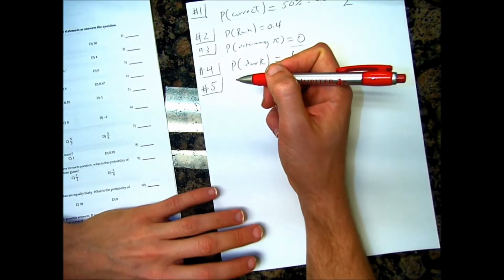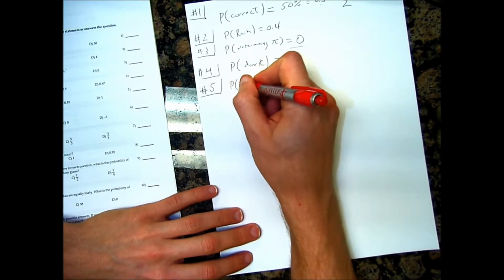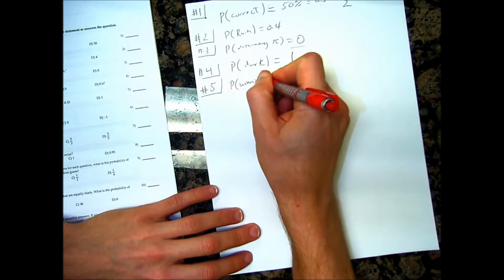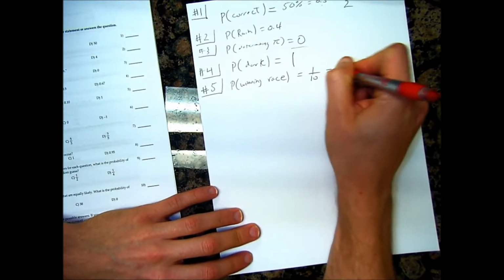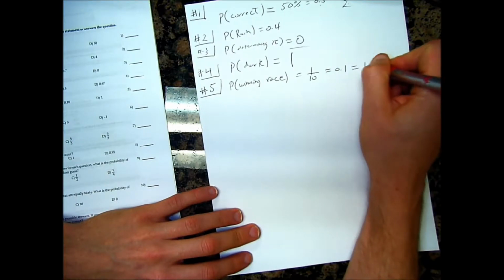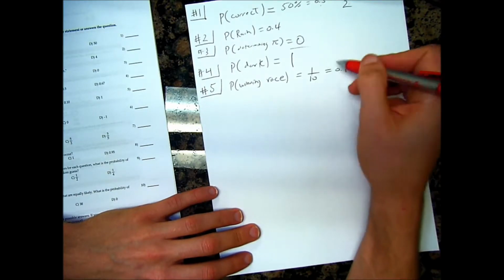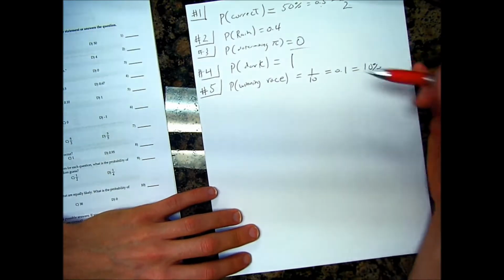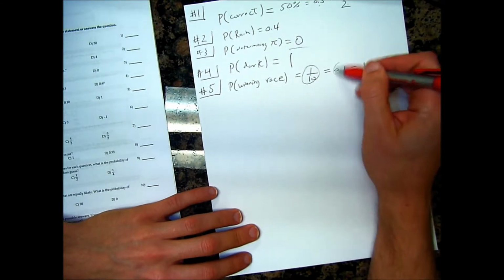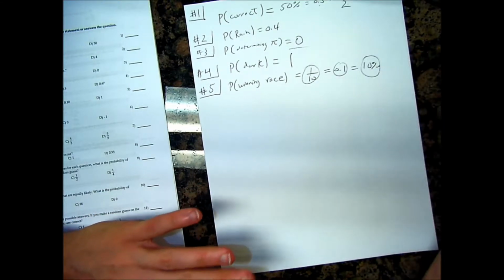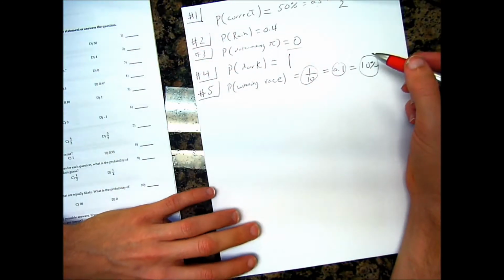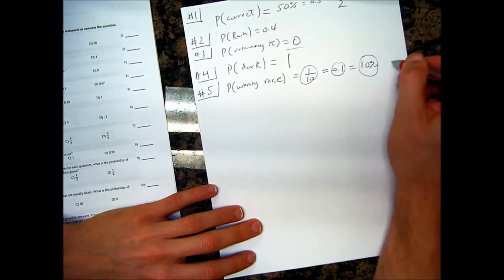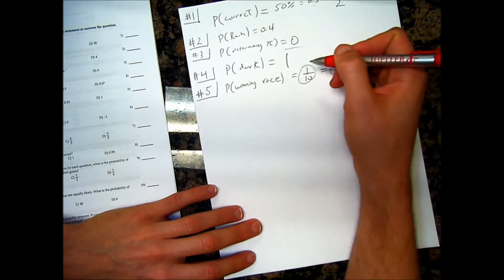All right, you have a 1 in 10 chance of winning the race. So the probability of winning the race is 1 out of 10, or you could write 0.1, or you could write 10%. Again, you don't have to write equals equals equals like I'm doing. I'm just doing it to show you that any one of these answers would be fine. The actual answer in the packet is C, which is a decimal.